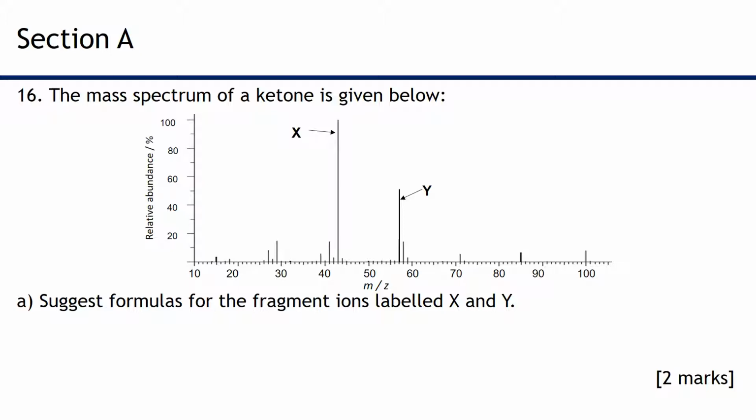Question 16. The mass spectrum of a ketone is given below. So there is your mass spectrum. And in part A, you're asked to suggest formulas for the fragment ions labelled X and Y.